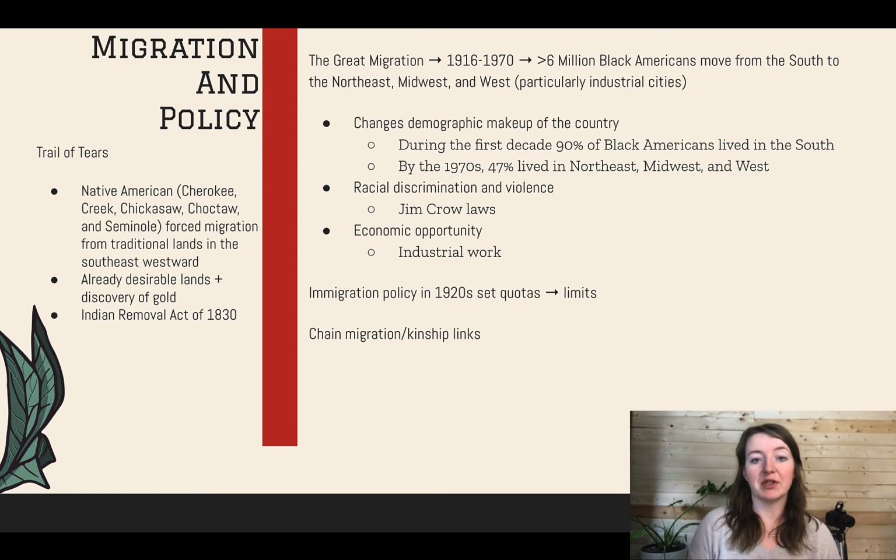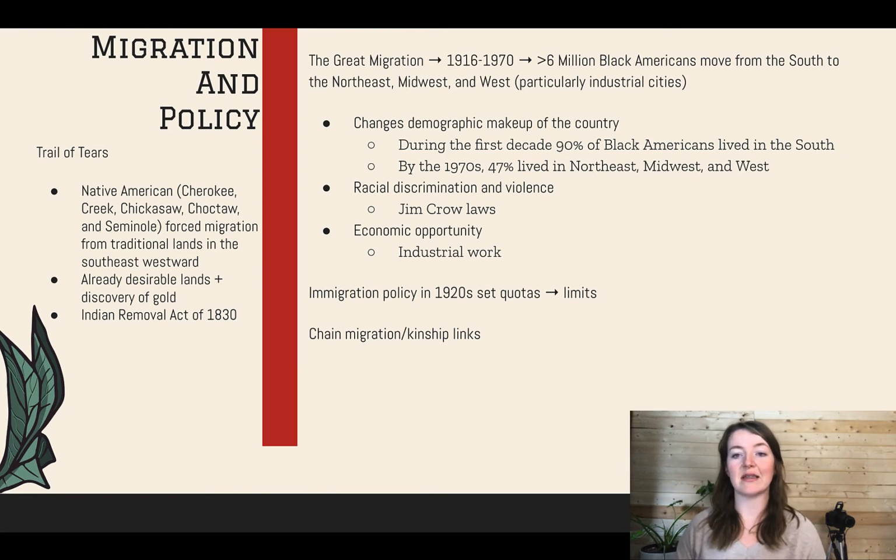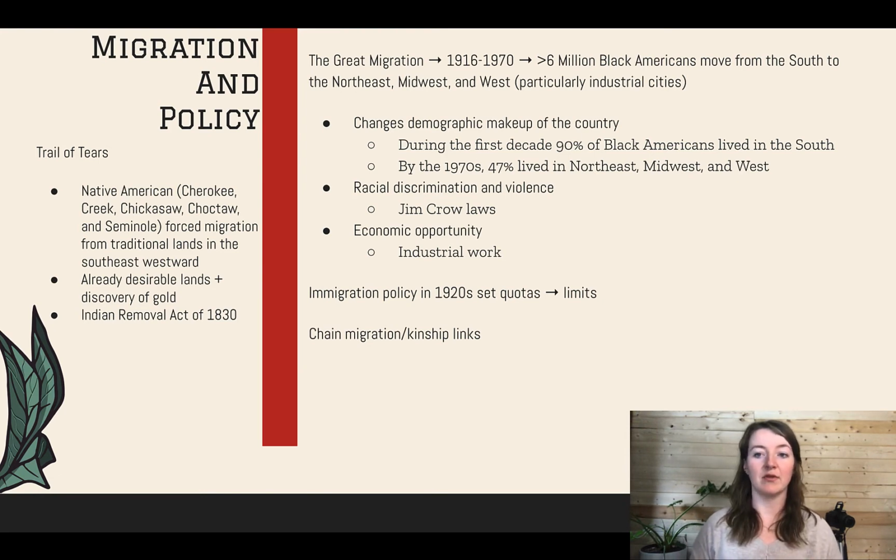In the early part of the 20th century to the mid part of the 20th century, we have the Great Migration, and we kind of see this in a couple of different steps. But overall, this takes place from about 1916-ish, a little earlier, to 1970. During this time period, we have more than 6 million Black Americans move from the American South to the Northeast, the Midwest, and the West. And particularly, they're going to the industrialized cities in these regions. This is going to forever change the demographic makeup of the entire country.